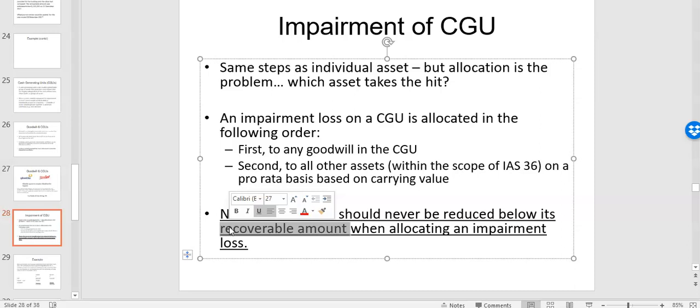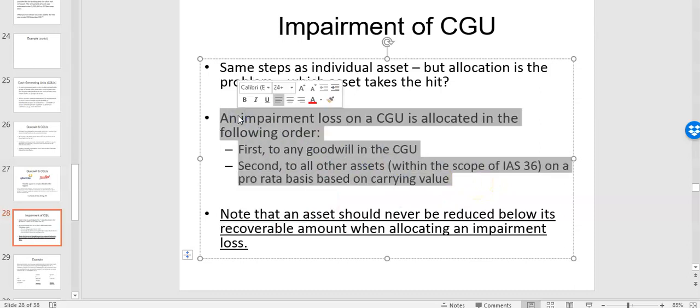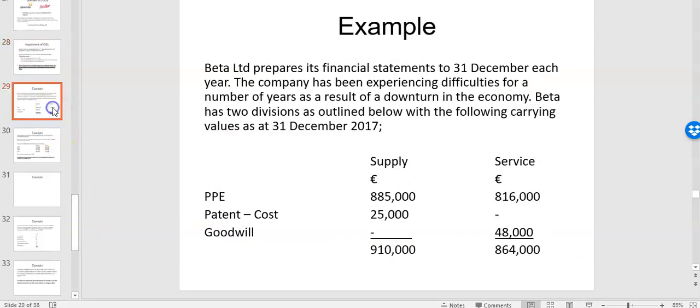But look, we'll see this in more questions as we go through in examples how this works. But the same rules apply now, the basic rules of get the recoverable amount, compare that to carrying value, and that will determine whether there's an impairment loss or not. After that, it gets a bit more complicated in terms of allocating that impairment loss, and we'll follow the rules in IAS 36 to deal with that. But let's look firstly at a good example.